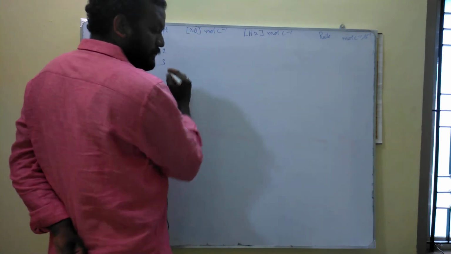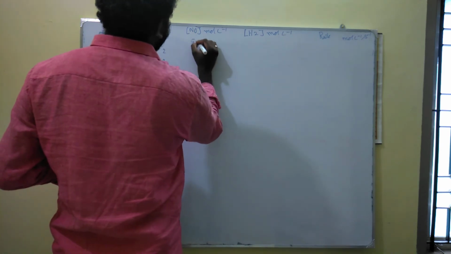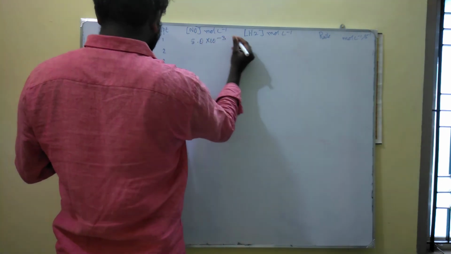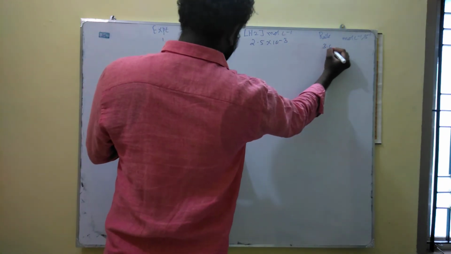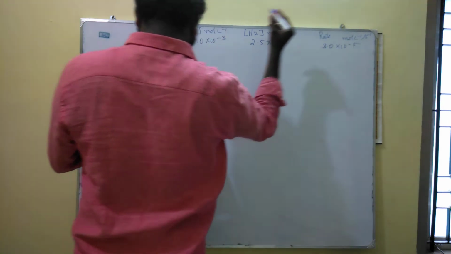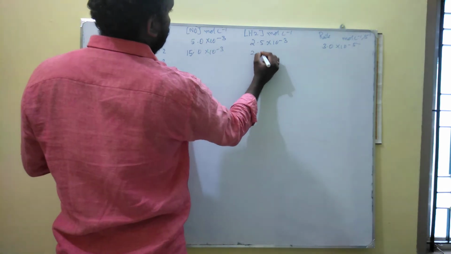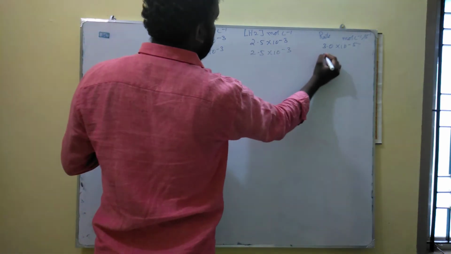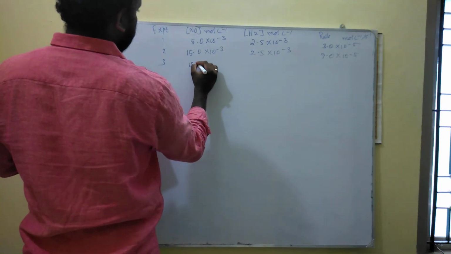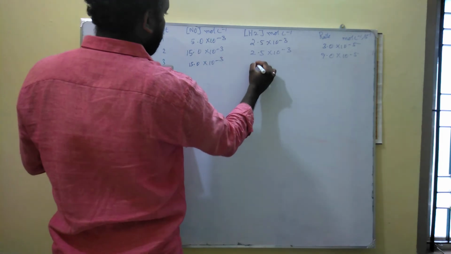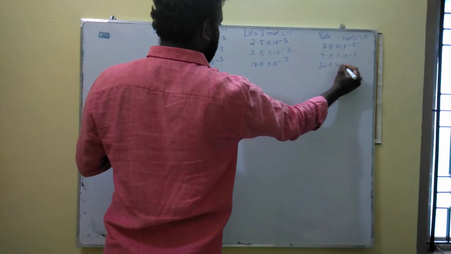Now the experiment 1 is 5.0 into 10 power minus 3, 2.5 into 10 power minus 3. The rate observed is 3.0 into 10 power minus 5. Second, 15.0 into 10 power minus 3, 2.5 into 10 power minus 3, 9.0 into 10 power minus 5. Third, 14.0 into 10 power minus 3, 10.0 into 10 power minus 3, 36.0 into 10 power minus 5.